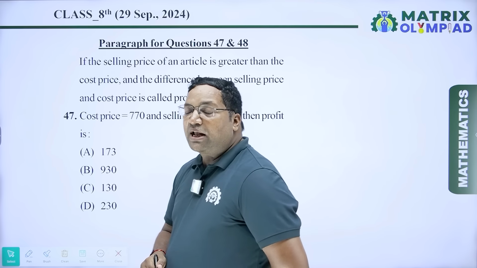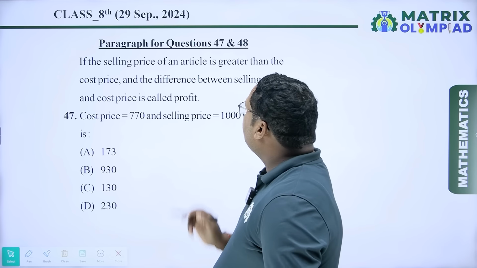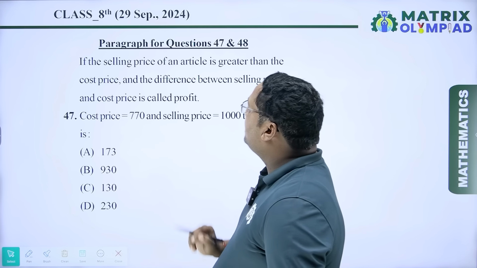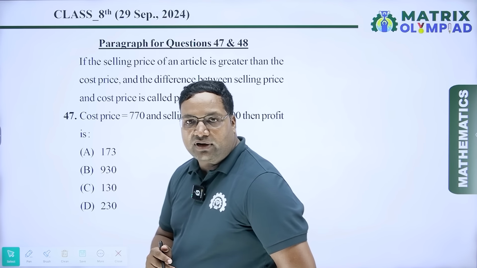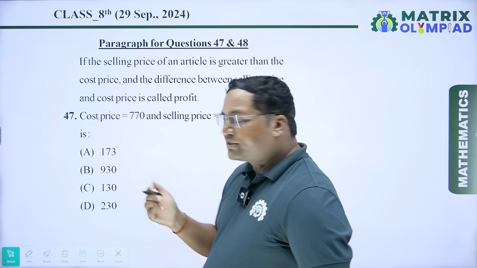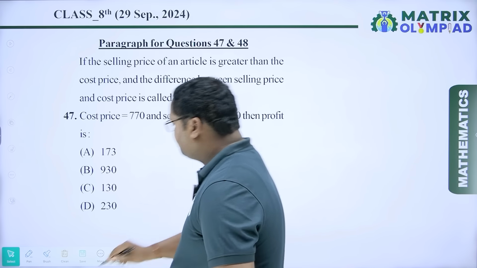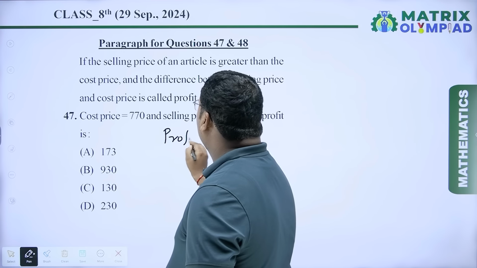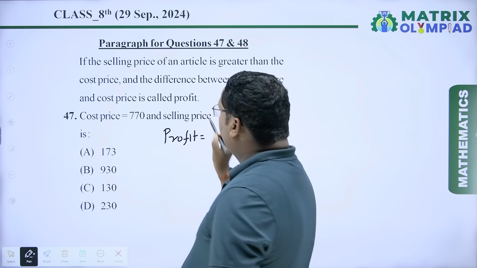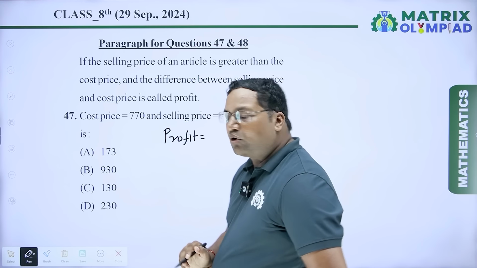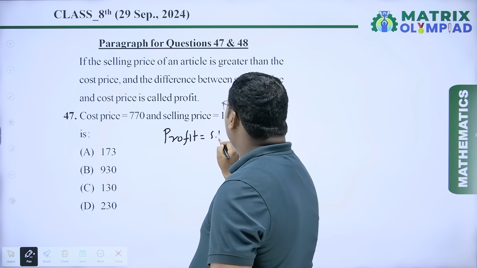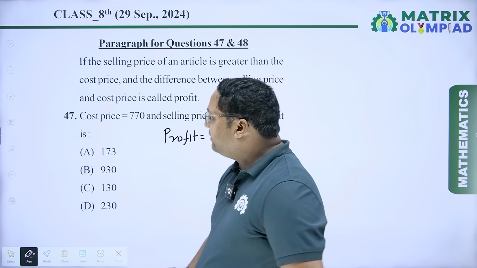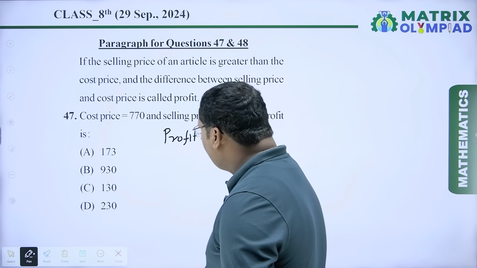Now the next question is paragraph based question. If the selling price of an article is greater than the cost price and the difference between selling price and the cost price is called profit. So in this paragraph, the formula is given. That formula is profit is equal to the difference between the selling price and the cost price, the profit is equals to selling price minus cost price.